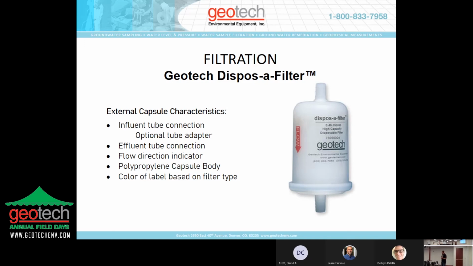What color is the third one? I think it's green. Okay. That's the pre-filter. Just green. No, the pre-filter has no color. Oh, okay. Yeah. No, we wouldn't make our own. It's just on the 0.45s.